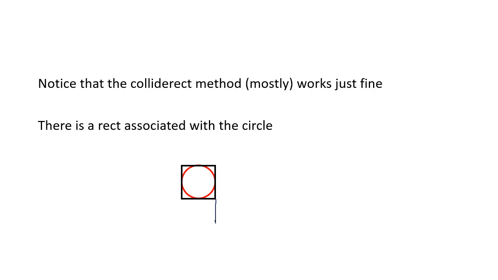If we're coming in at the corner in this way, moving down and to the right there, we notice that there's some gap. And so the detection would appear that the circle had intersected this square, but actually there's a gap before the circle gets there. And so the method mostly works fine, except for that issue.